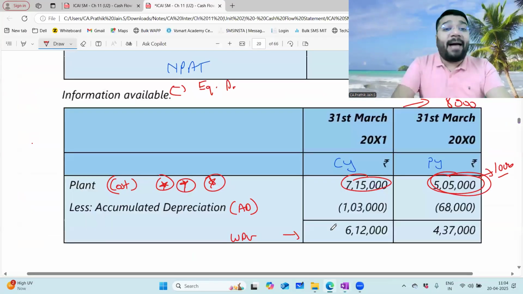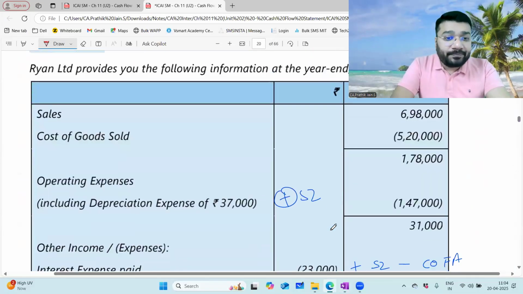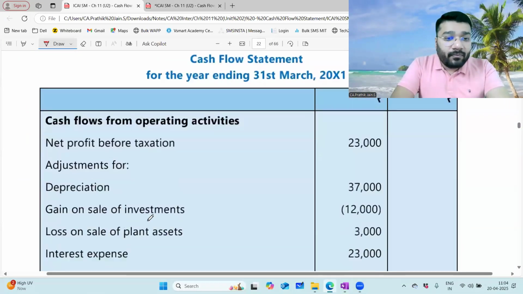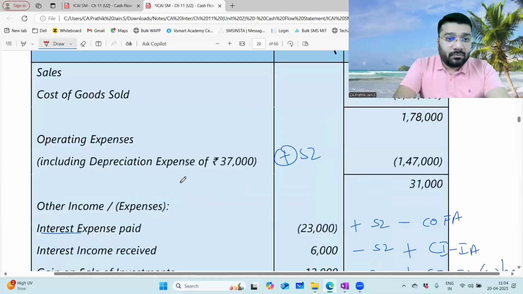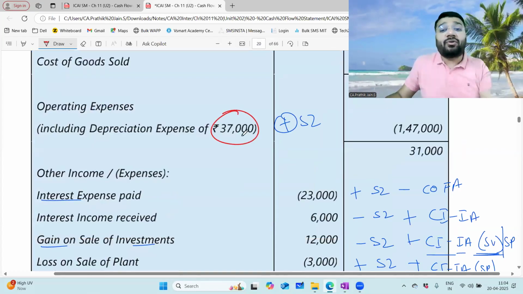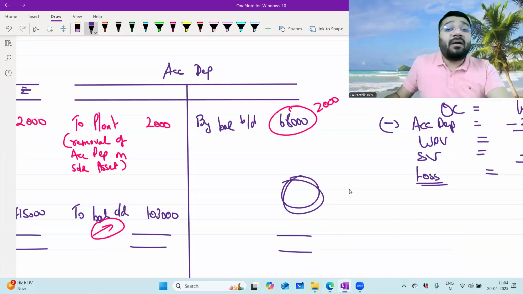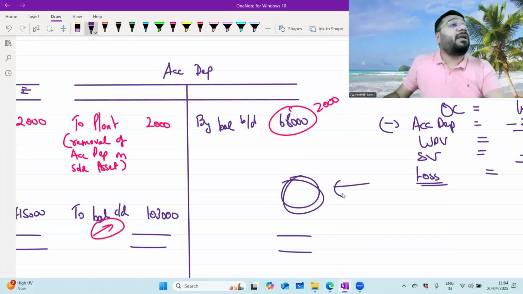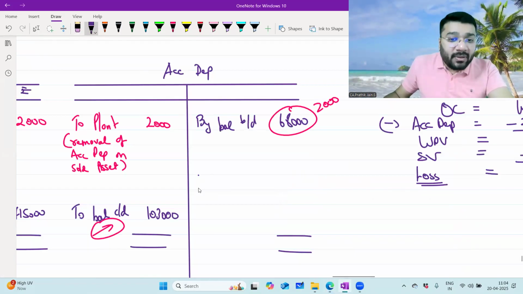So if you come back to your initial P&L account, there is already an information about 37,000. 37,000 depreciation is already there, information given. So this will not be the balancing figure. When will I take this depreciation as a balancing figure? When the depreciation information is not given in the question. Here it is given in the question. So now 37,000 I'll put as by depreciation.